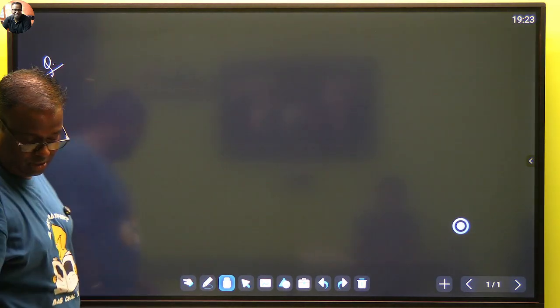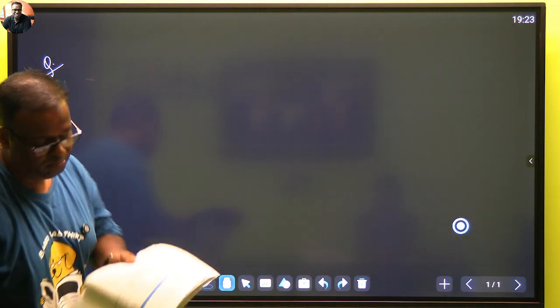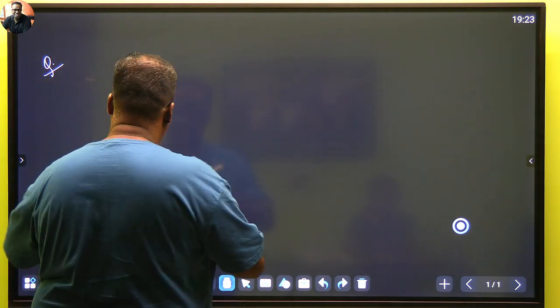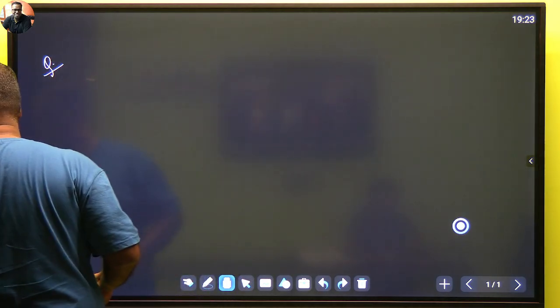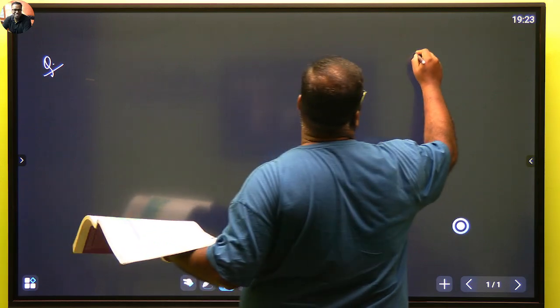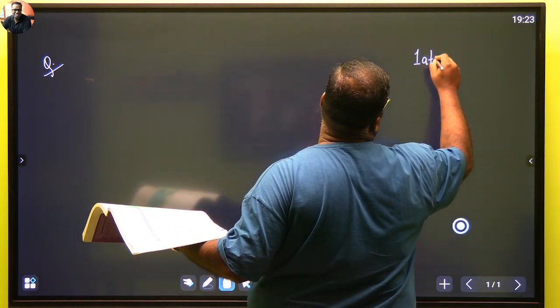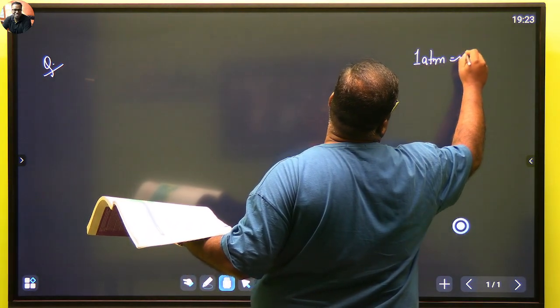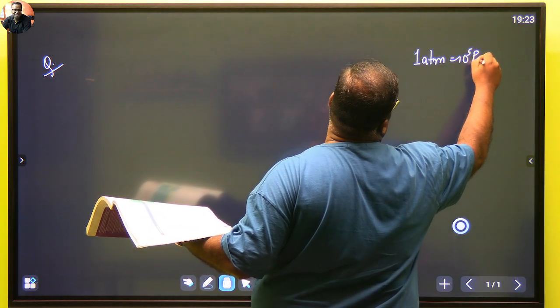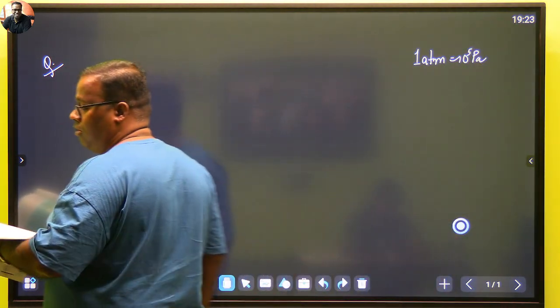Okay, let's see what is our question. So my next question is, okay, 1 atmosphere, write this down too: 1 atmosphere is equal to 10 to the power 5 Pascal.